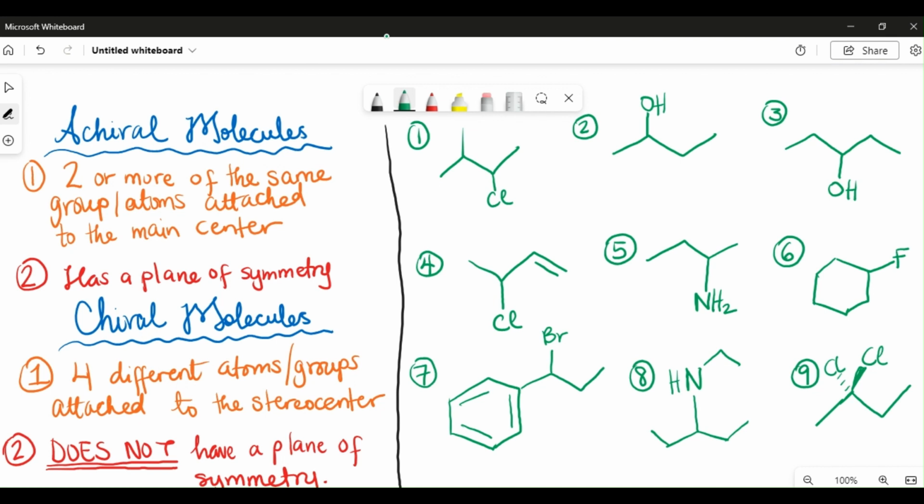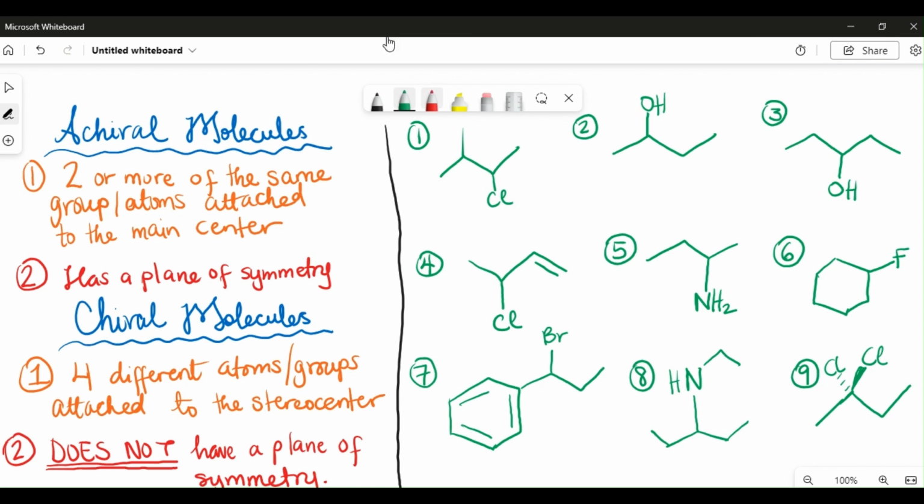But that does not end there. You also have to make sure that there's no plane of symmetry. And honestly, when you do a lot of problems, you realize that whenever you have four different atoms or groups in a tetrahedral structure, there's usually no plane of symmetry anyways. But you're going to see that more when we start working.